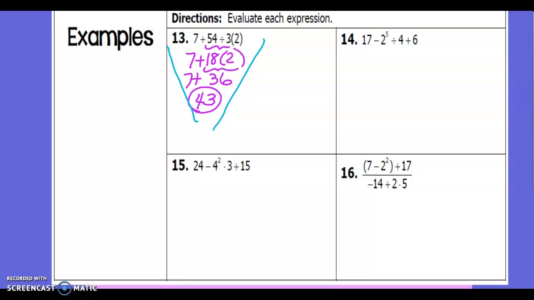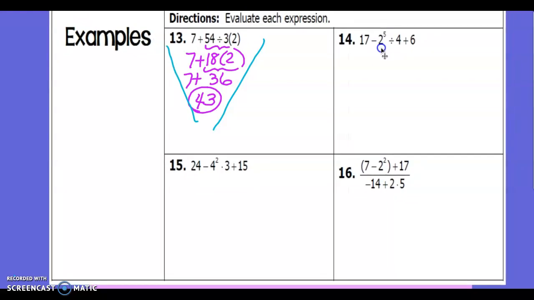17 minus 2 to the 5th power divided by 4 plus 6. So I'm going to go through my checklist. I don't have any parentheses, so I'm going to jump down in my PEMDAS checklist to E for exponents. And I do see here, I have 2 to the 5th power. That means 2 multiplied by itself 5 times.